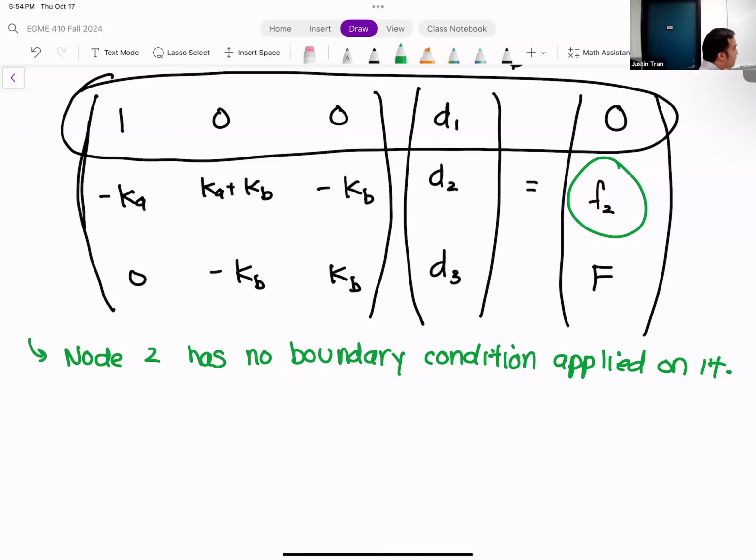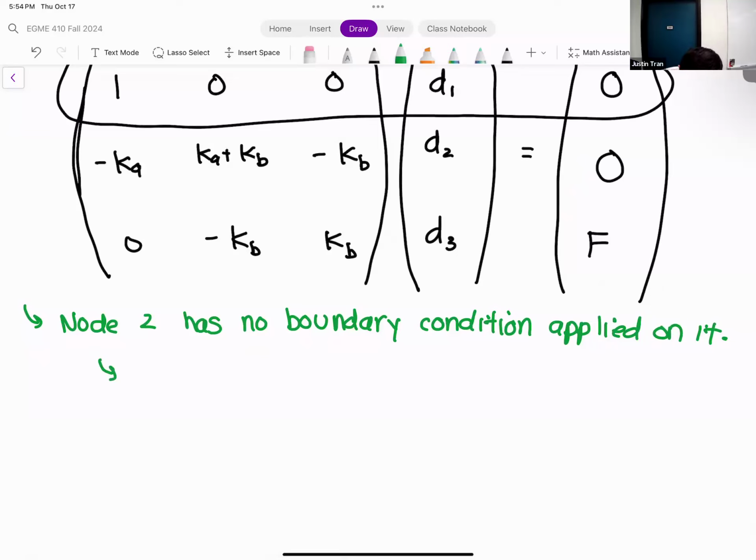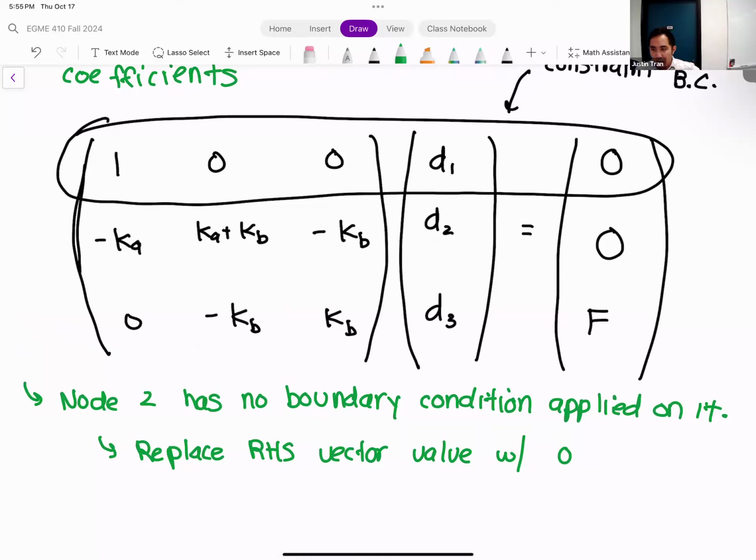So what do you do in the case when you have no boundary condition applied? When you have no boundary condition, you make no modification to the matrix itself. You only have to change the right-hand side value to 0. And so we're going to replace that little f2 with 0. All right. And so with that, we're done applying the boundary conditions. We're done with the assembly.